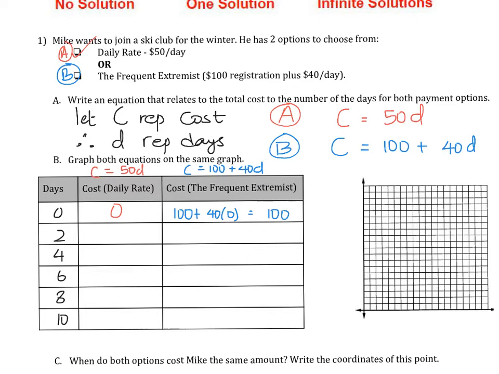So the second one is for 2 days. So C would be what? 50 times 2, which is $100. And for frequent extremists, it's going to be $100 plus 40 times 2 days. So that would make $180. Now you can pause the video and finish up the table and see if you got the same answer.